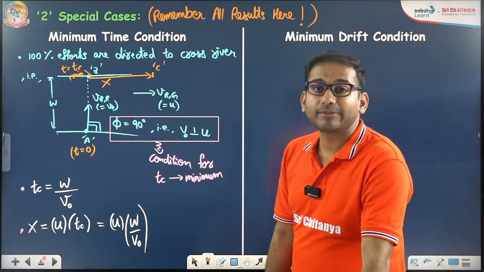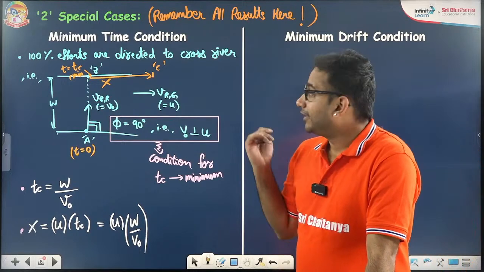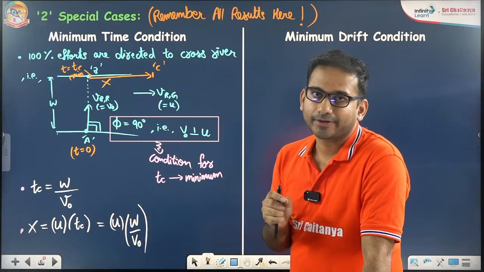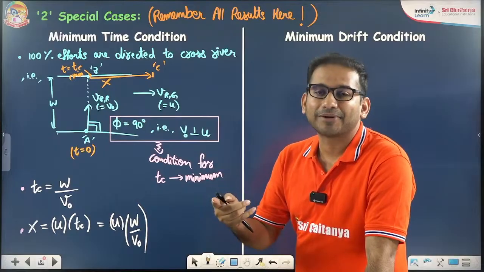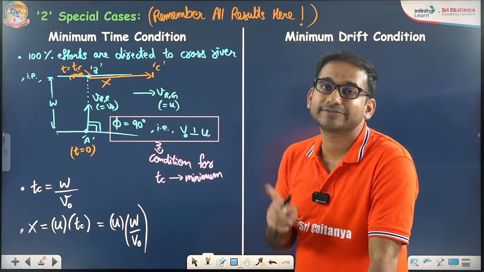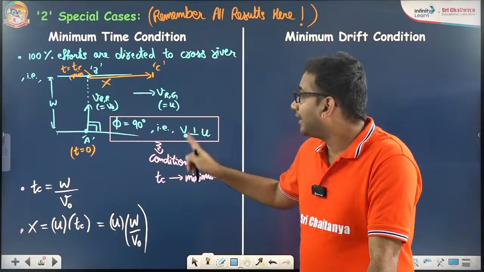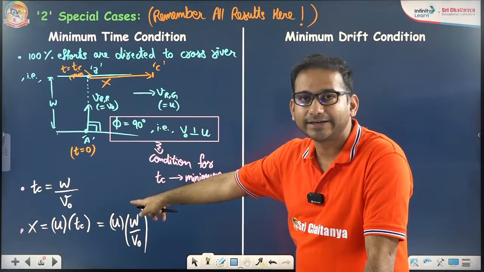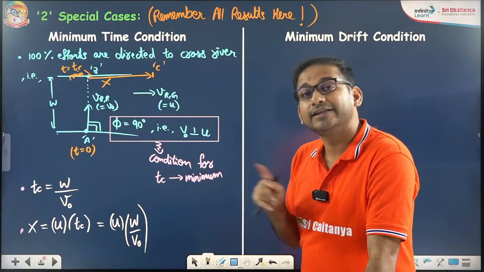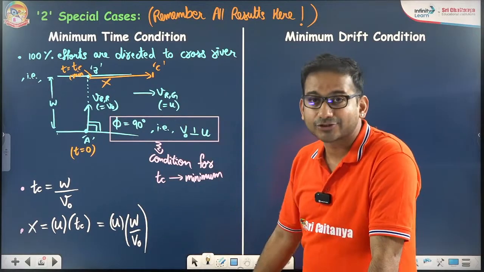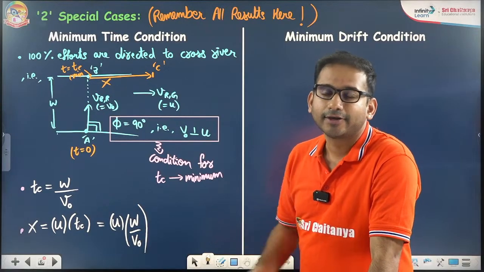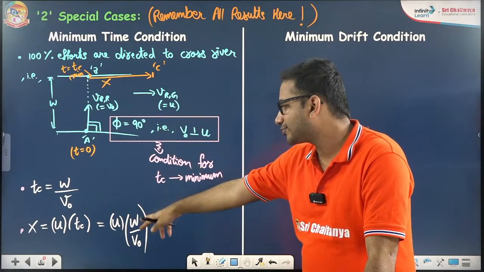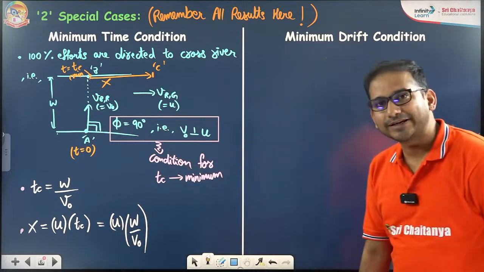So three things to be remembered here. Point number one, in minimum time condition: if you want the time of crossing to be minimum, then definitely your 100% efforts will be directed in order to cross. And when you cross, what time do you practically take to cross? That is W by V naught. And in that time, how much have you flown in the direction of the river, because the river has forced you to move in its direction? That is U into Tc. I hope that is clear.